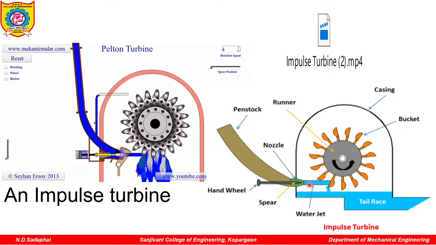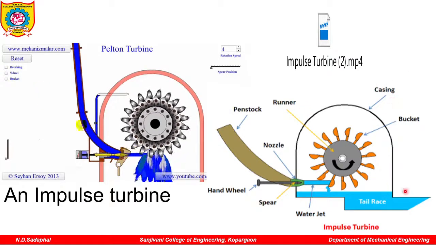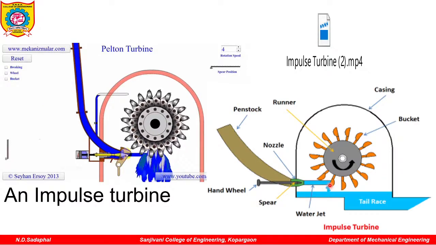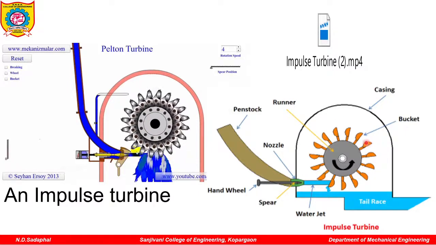Multiple jets can be used at a certain angle. Now here one jet is used, another jet can be used, a third jet can be used, a fourth jet can be used. As per our capacity or as per our requirement, jets can be used. So due to the sudden impulse of the water jet, the blades will start rotating, and this rotational energy can be converted into electricity with the help of a generator.